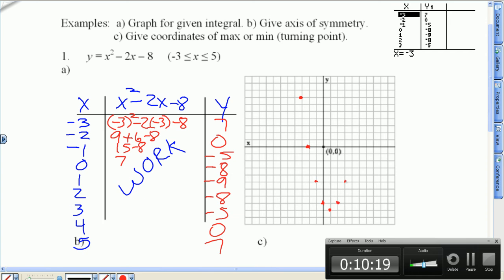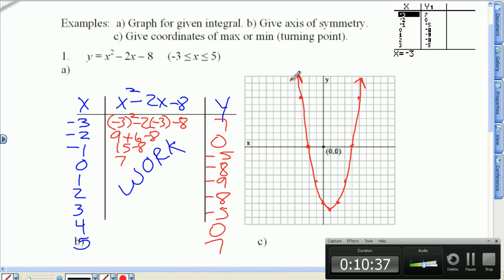Boom, boom. What am I at? I'm at 4, 0, and I'm at 5, 7. I draw a nice curve through here. Don't do dot to dot. Try to make it look curvy. You will lose credit for a dot to dot. It has to be curvy looking.